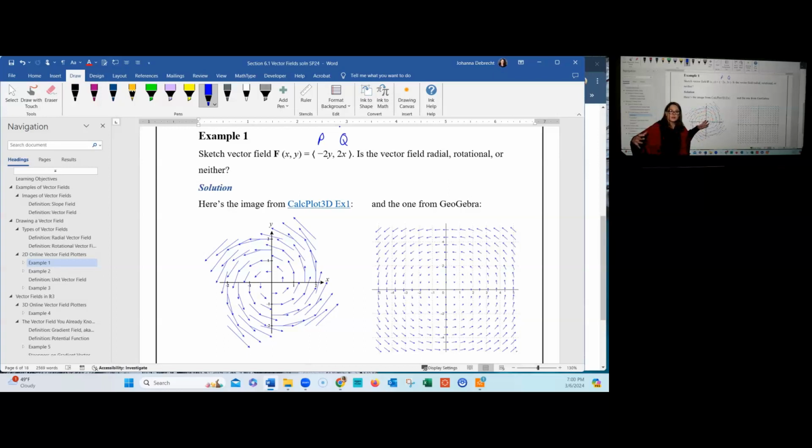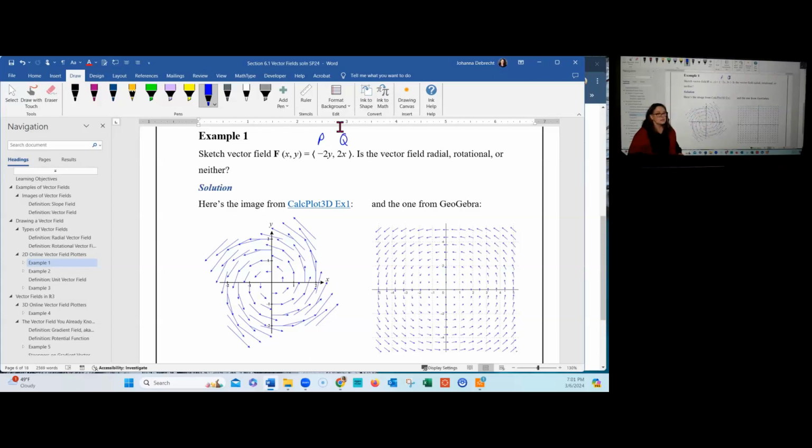Remember, in a radial field, they all come directly towards the source, and the vectors would be perpendicular to a circle about the source. On the other hand, in a rotational field, the vectors lie along the circle or are tangent to the circle at this point.